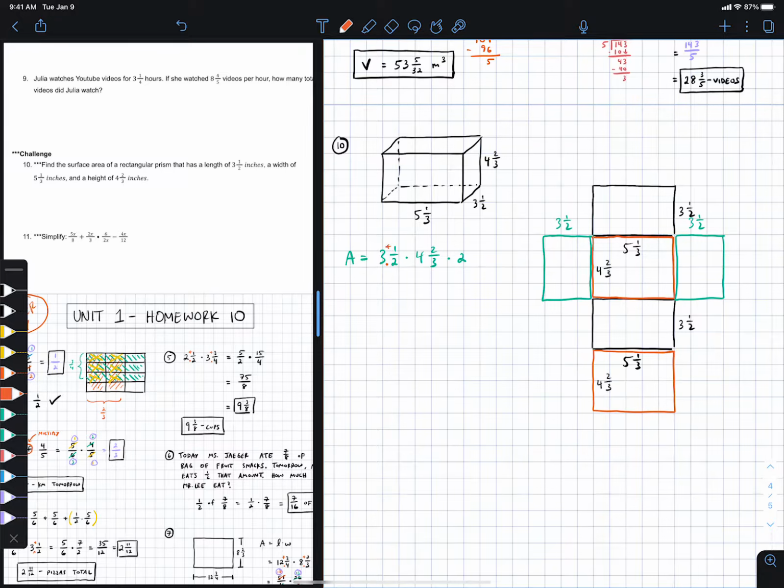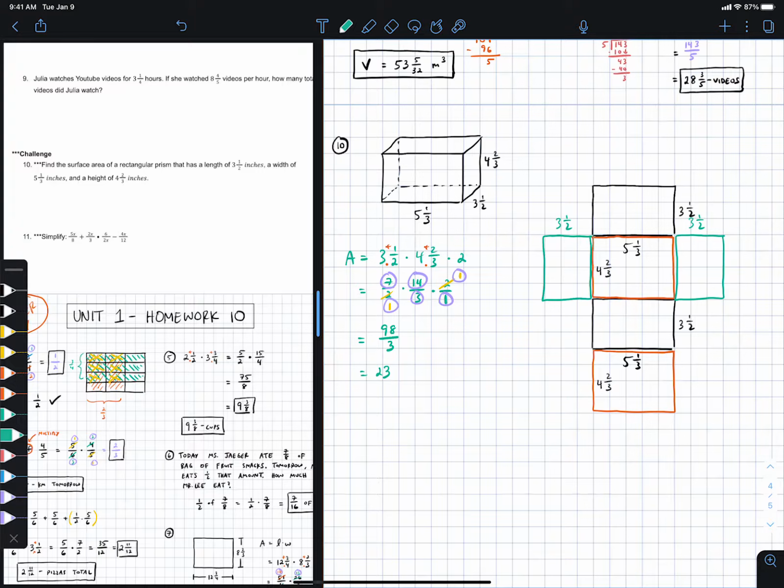I'm going to turn that into an improper fraction and turn this into an improper fraction. That'll be 7/2 times 14/3 times 2/1. These 2's can cross cancel and become 1's. What do we have left? 7 times 14 on top times 1. 7 times 14 is 98, times 1 is still 98. On the bottom we have 1 times 3 times 1, which is 3. So how many times does 3 go into 98? I think it's 23 times.